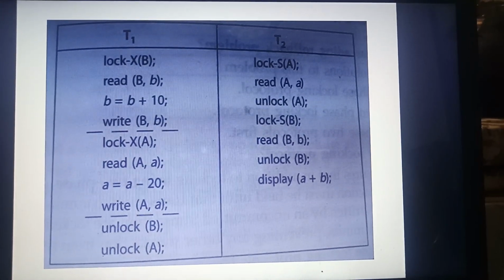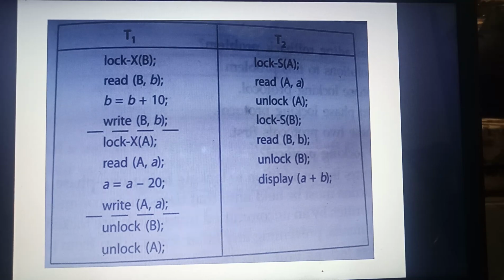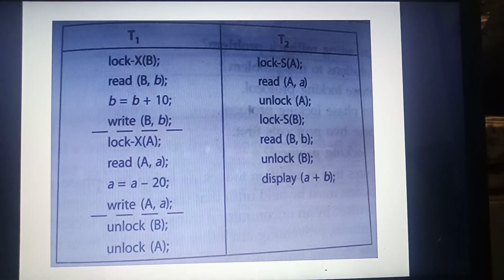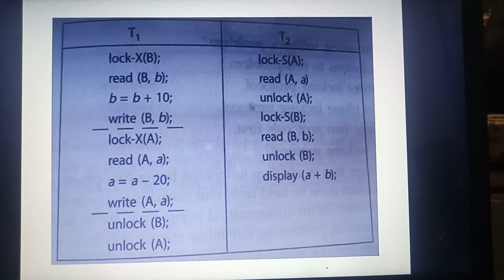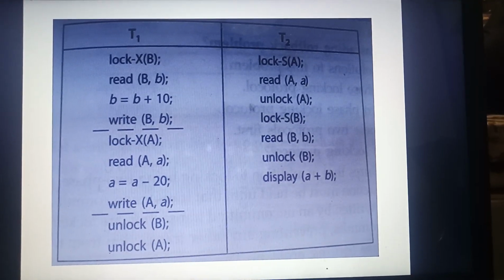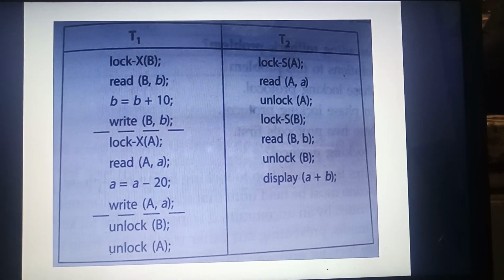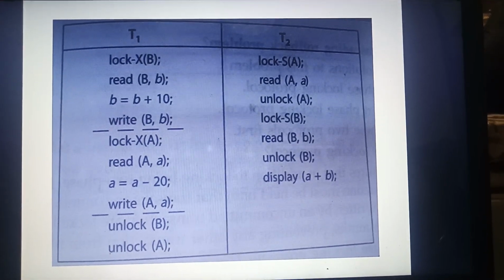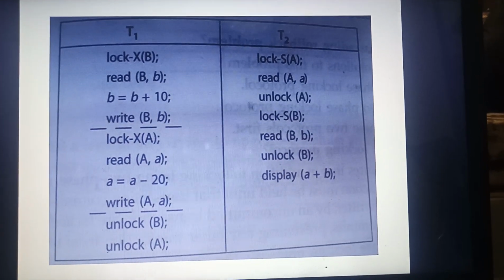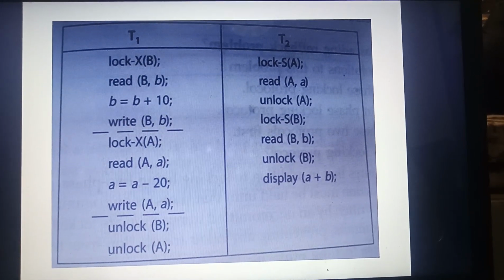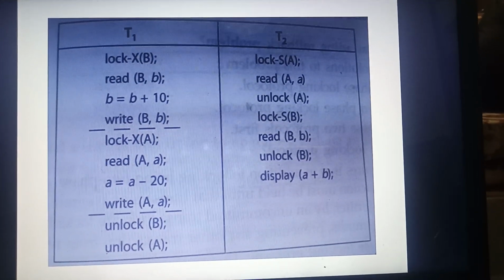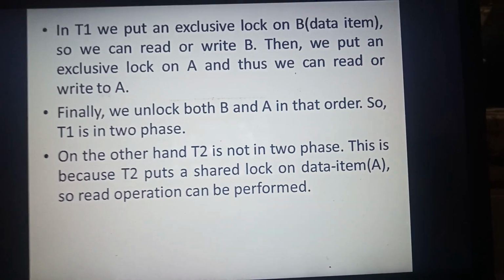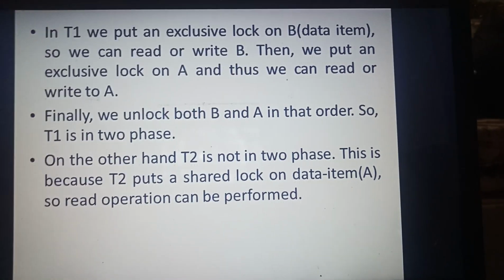at first there is a shared lock on data item A. After that a read operation is performed and data item A is unlocked. Now again shared lock is applied on data item B. Now this is not allowed in two-phase locking. In locking phase no unlock can be there. So transaction T2 is not in two-phase locking. So this is the same which I have explained.